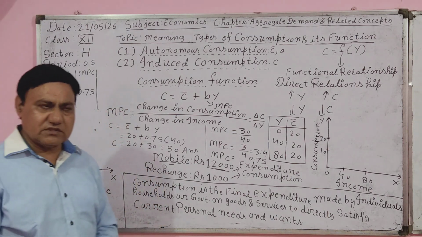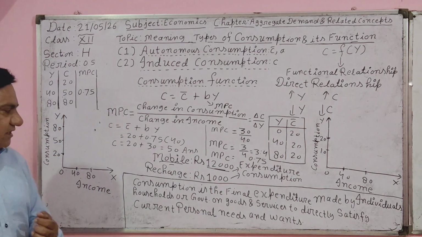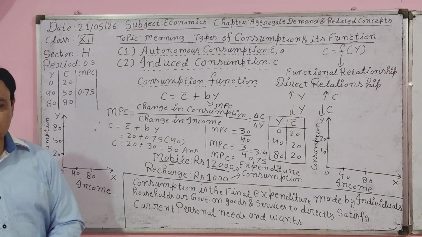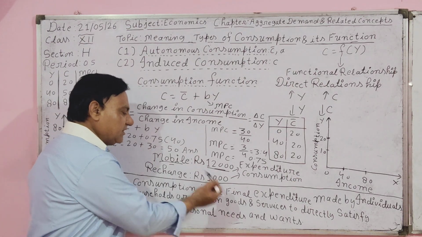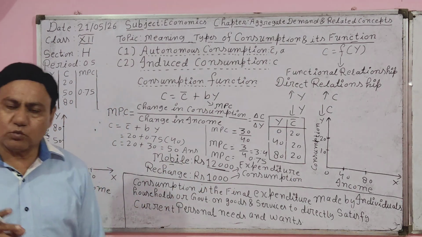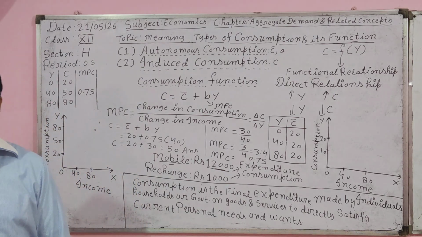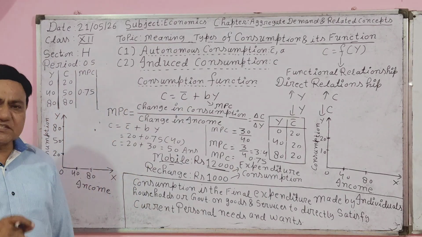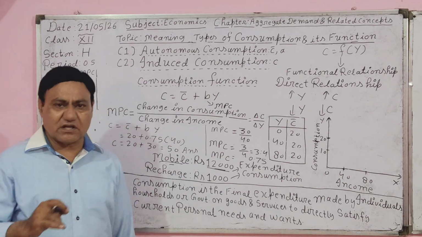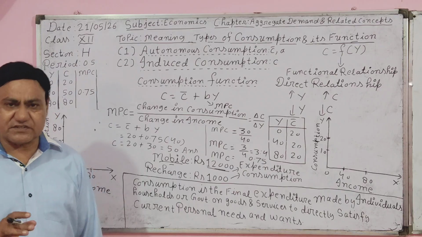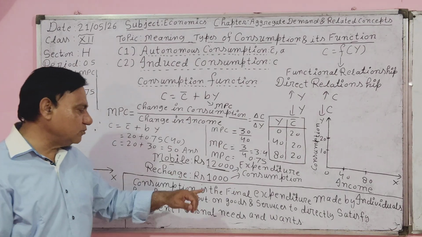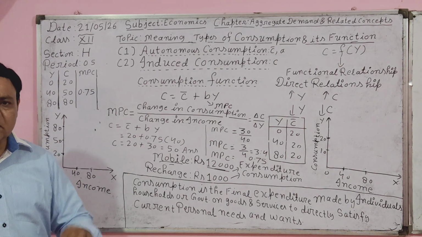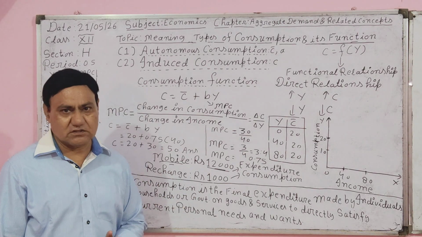Another example of consumption is that suppose the consumer recharges this mobile for rupees 1000. It means the consumer purchased a communication service of rupees 1000. It is also the consumption of the consumer because consumption is that expenditure which occurs on purchasing services. In this example, the consumer purchased a communication service of rupees 1000. So 1000 is the consumption of the consumer.